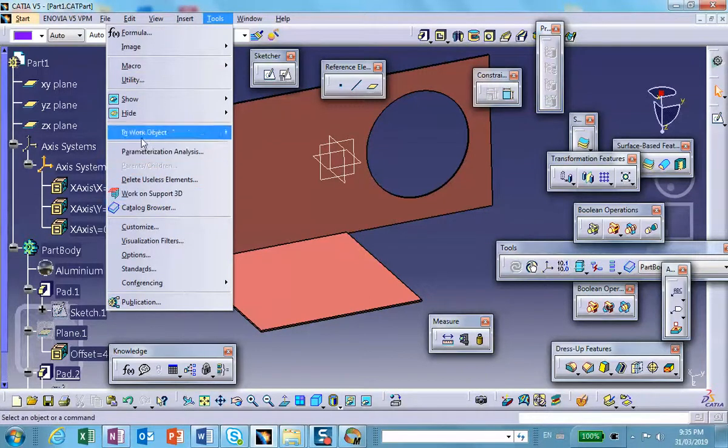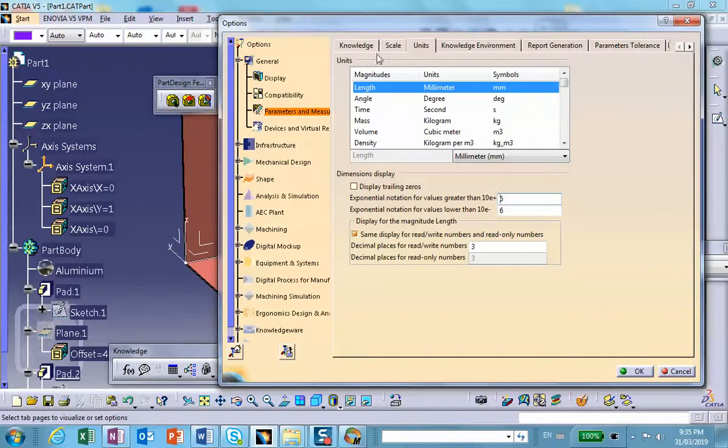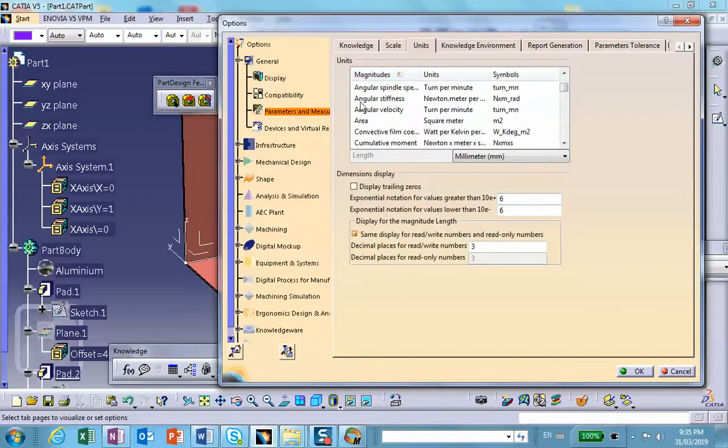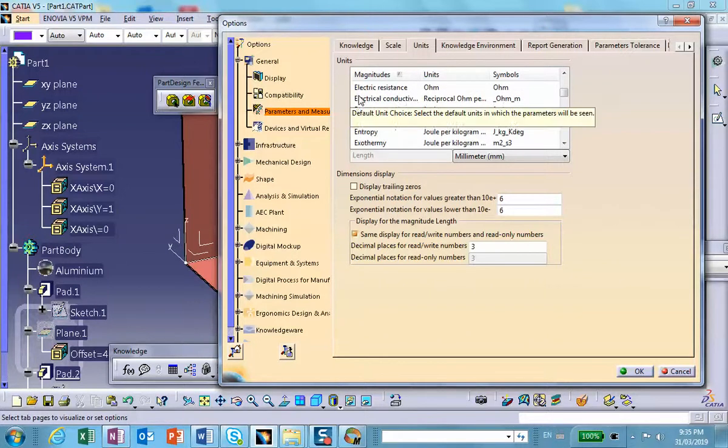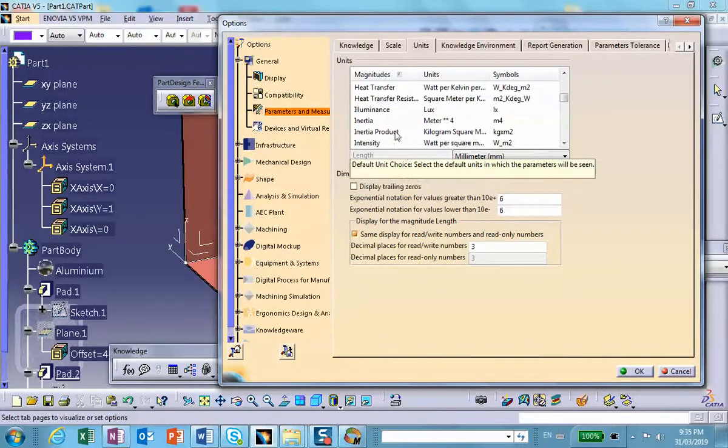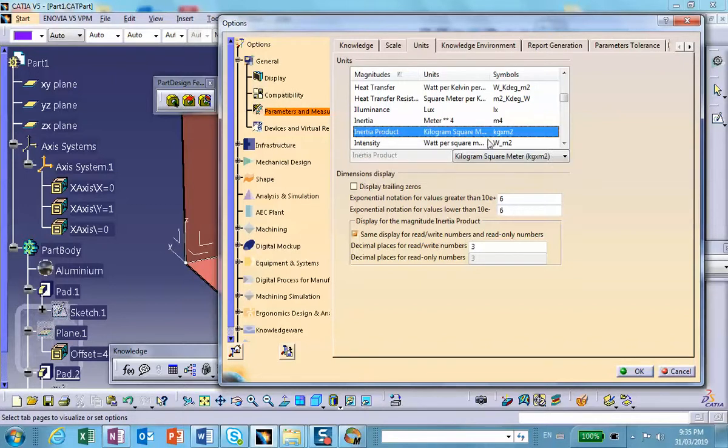Under inertia, select it. See that it says inertia. This is not what I want. This is the one, inertia products. Okay, for example, I'm going to change it to kilogram millimeter square. Kilogram millimeter square, right there. And we say okay, and repeat this.